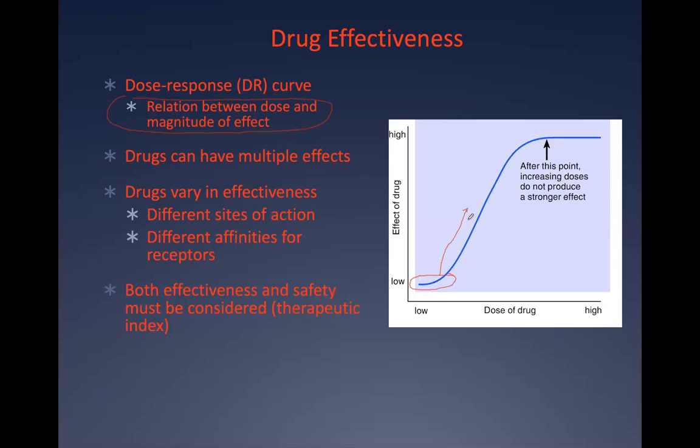We also see that, for example, with some of the antipsychotics used for antidepressants, some of them are more likely to produce side effects than others. And that's due to the different sites of action. When I say sites of action, it may be different receptors and the different affinities for those receptors. Okay. So when we're looking at these effects, we have to consider both the safety and the efficacy.